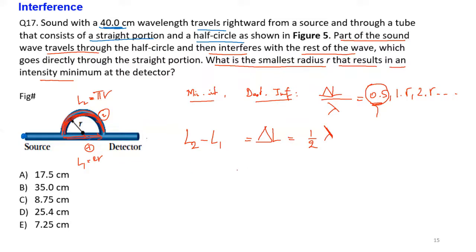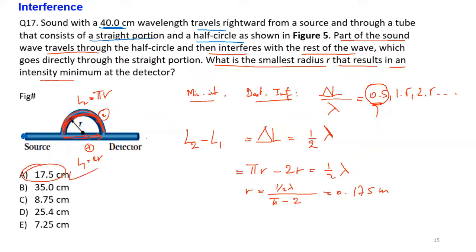So L2 minus L1 is equal to pi r minus 2r, and this has to be half of wavelength. That means r has to be half wavelength divided by pi minus 2. You calculate, and of course you will get 0.175 meters, which is A, the right answer. Okay.